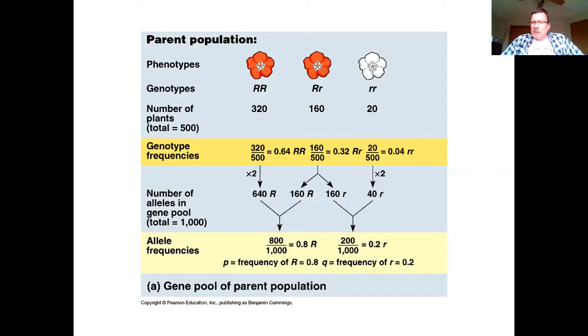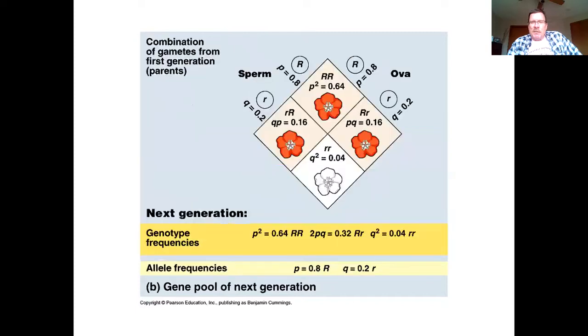Using the same logic for the recessive, you had 20 homozygous recessive, which is 40 of the recessive allele, plus the 160 from the heterozygotes is 200 over 1,000, so that's 20%. So 0.8 plus 0.2 is how we get to 1. That's our allele frequency. Okay.